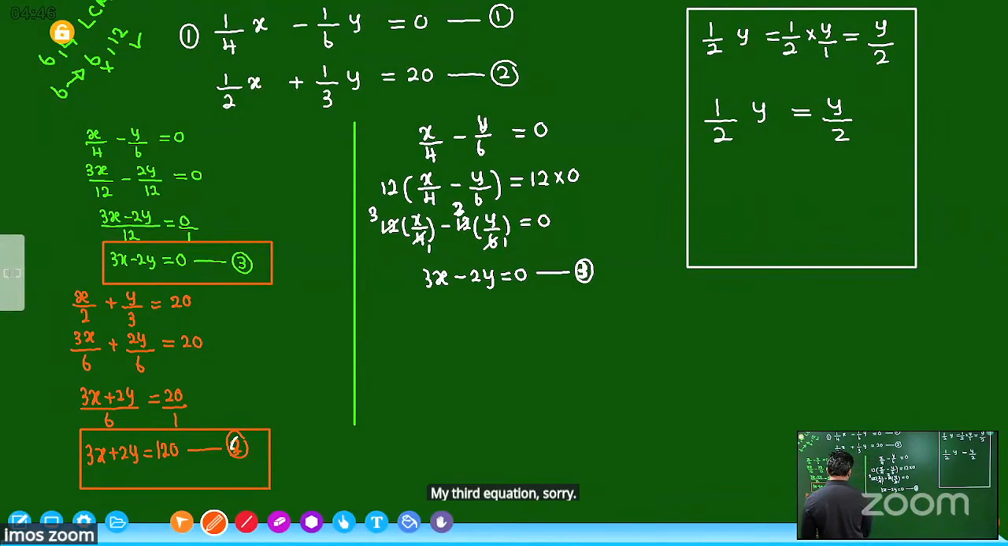This is the fourth equation. x over 2 plus y over 3 equals 20. I multiply both sides of the equation by the LCM.